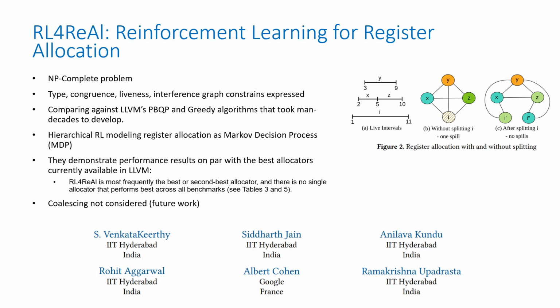They demonstrate performance results on par with the best allocators available in LLVM, and this is already a win because, as mentioned before, those algorithms took decades to develop, while this reinforcement learning algorithm was done pretty quickly. So it not only saves development time, but also maintenance, because the logic is in the weights of the neural networks rather than in manually written code. And of course, the algorithm can be further improved because things like coalescing were not included.